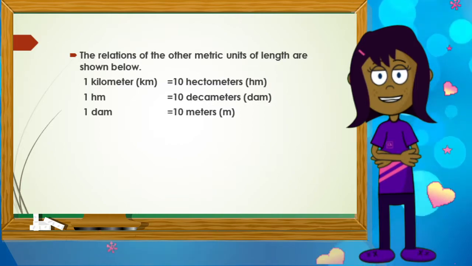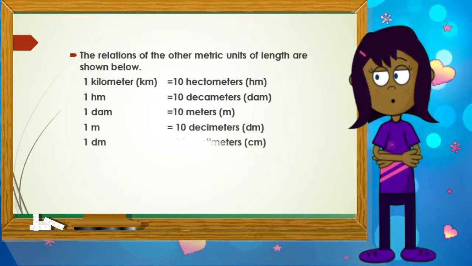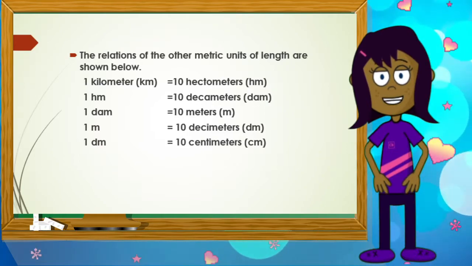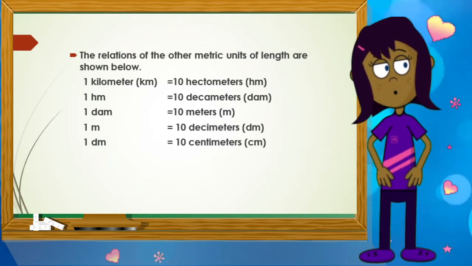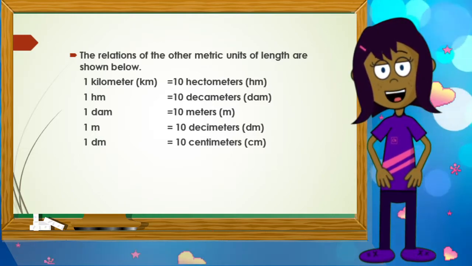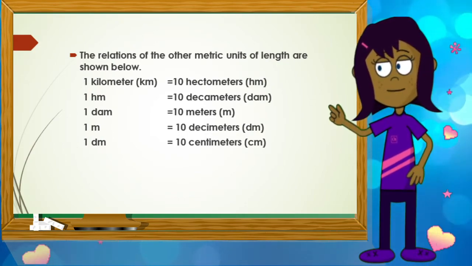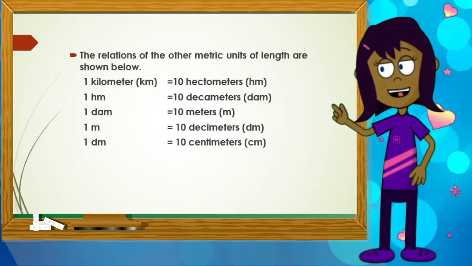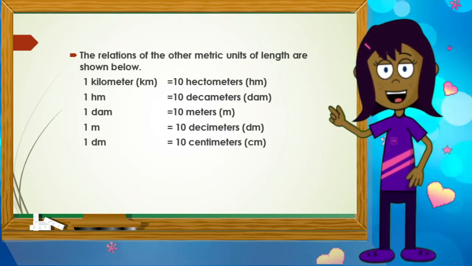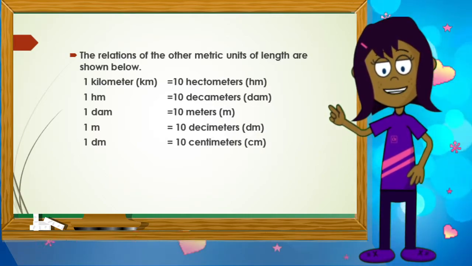different metric units. So when you say 1 kilometer, it's represented by km. It is actually equal to 10 hectometers or hm, while 1 hm is equal to 10 decameters or dam, and 1 dam is equal to 10 meters. 1 meter is equal to 10 decimeters, and 1 decimeter is equal to 10 centimeters.